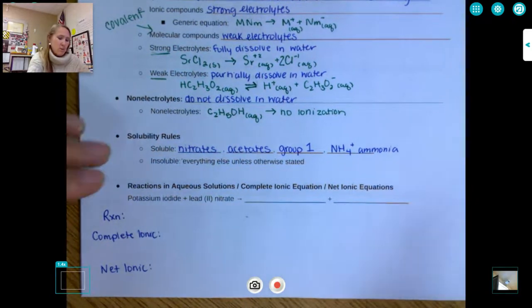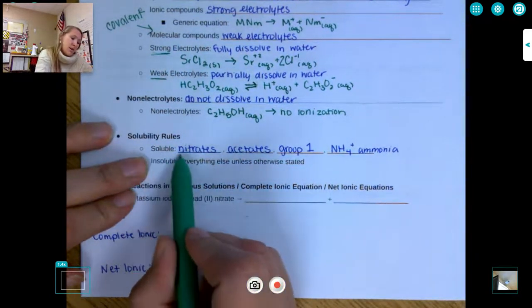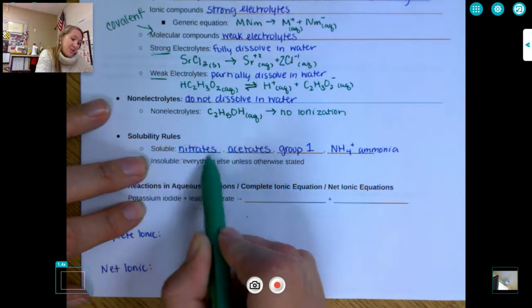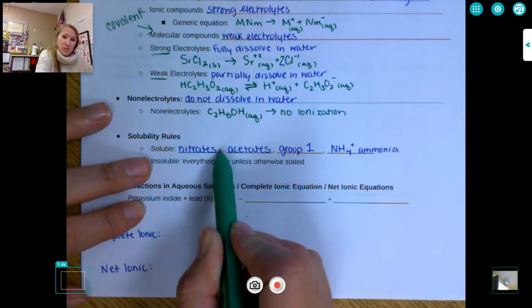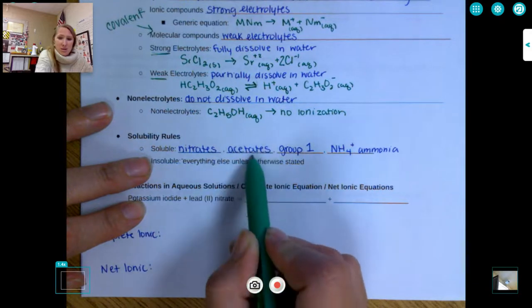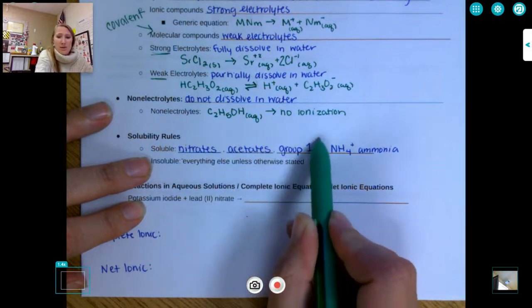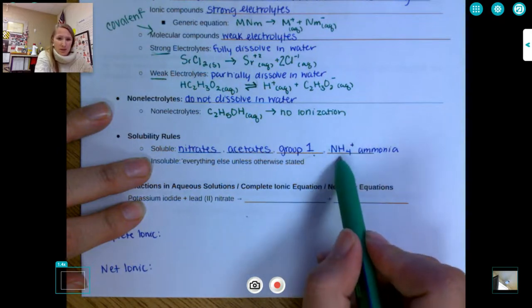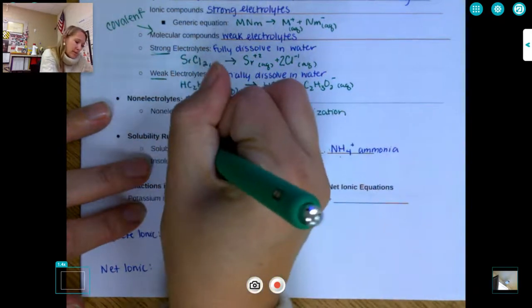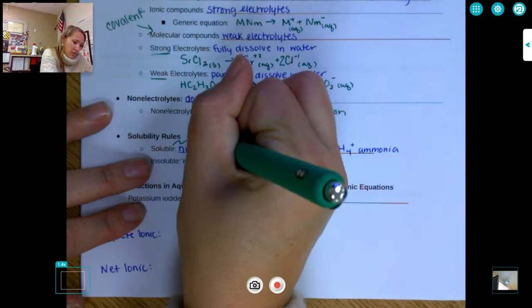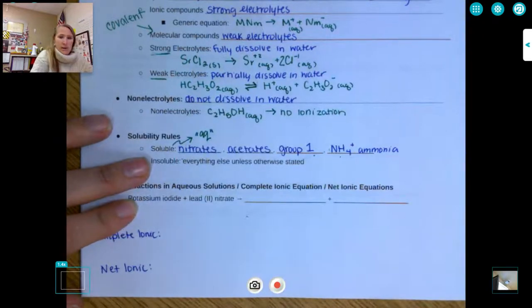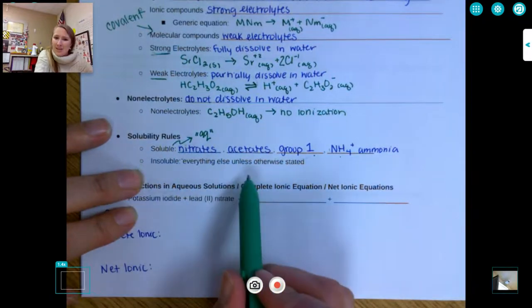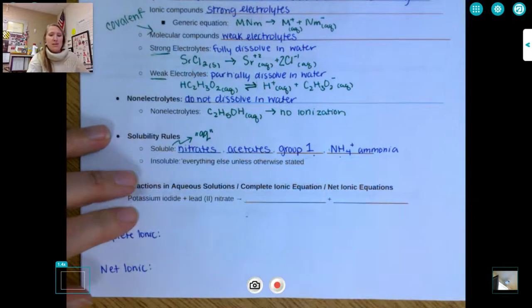So for the most part, the things that are soluble are things that end with nitrate. So all nitrates are soluble. All acetates are soluble. All compounds that begin with a group 1 metal, and all compounds that begin with ammonium. Remember, soluble means that it's aq, aqueous. Okay. We say that everything else is insoluble unless it's otherwise stated.